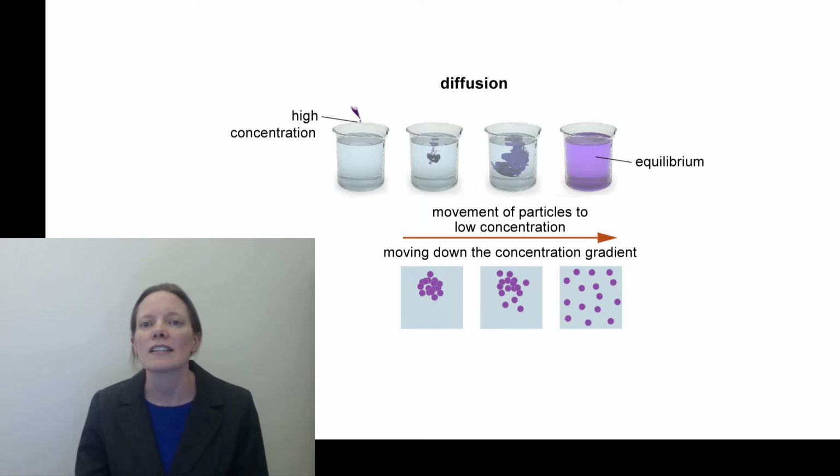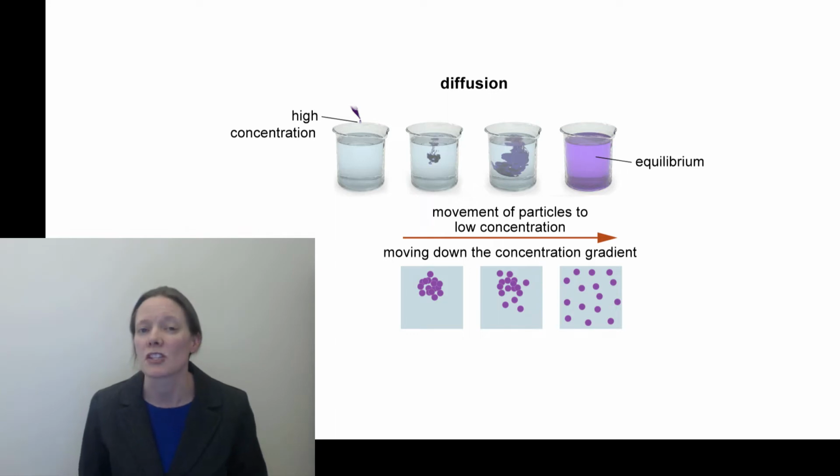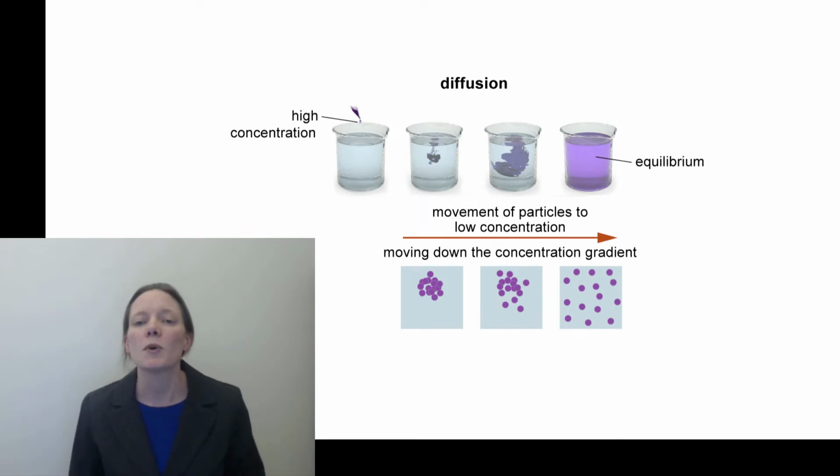Diffusion can be thought of as a chemical force driving ions, or any molecule, from where it is in higher concentration to lower concentration. This is called moving down the concentration gradient. There will be a force toward movement down the concentration gradient until concentrations are equalized.